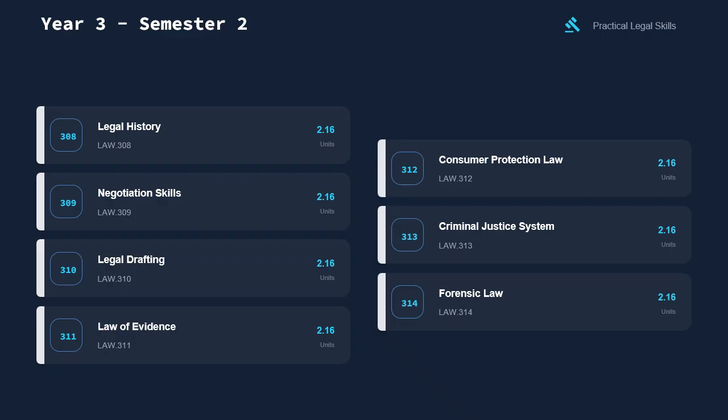Slide 9. Year 3, Semester 2, Practical Legal Skills. Course, Law.309, Negotiation Skills. Foundations of Negotiation, Theory, Strategy, and Ethics. 1.1 The nature of negotiation, interests, positions, and alternatives.